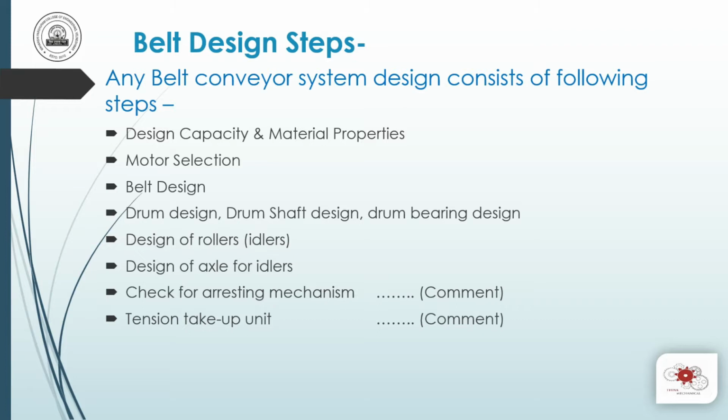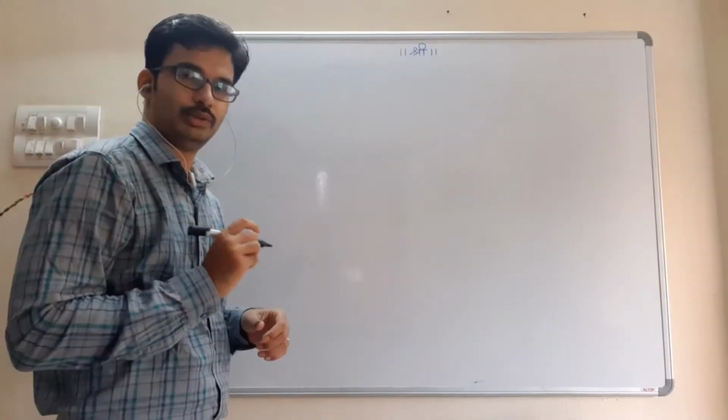Then we have to design the rollers, or what we call idlers. Then we have to design axles for those idlers. And in the last step, we have to comment on the arresting mechanism and tension on the take-up unit. So this is how we have to proceed with the belt design. We will be understanding these design steps with respect to a numerical. So let's start with the numerical first.